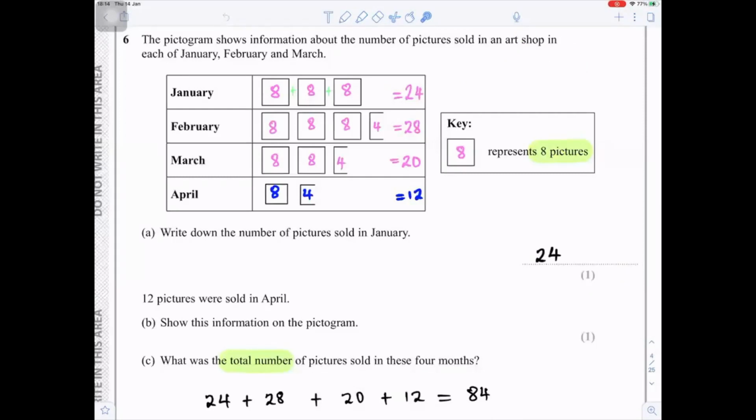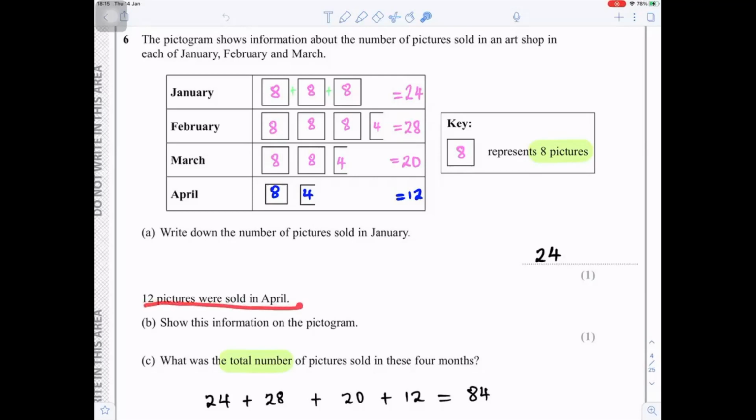The pictogram shows information about the number of pictures sold in an art shop in each of January, February, and March. Write down the number of pictures sold in January. So what you do is, if you look at January, February, and March, one square box represents 8 pictures. So put 8 in each box. So in January, 8 plus 8 plus 8 gives you 24. So there are 24 pictures in January.